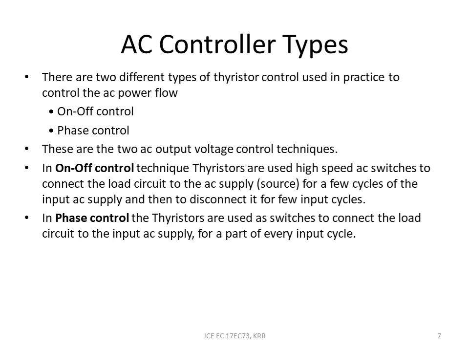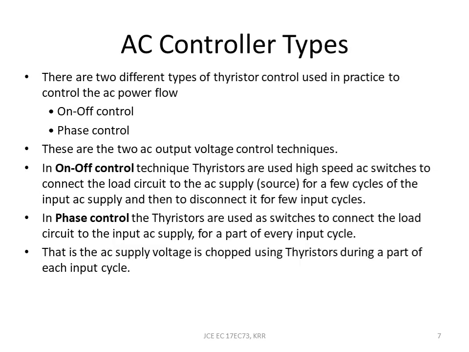In phase control, the thyristors are used as switches to connect the load circuit to the input AC supply for a part of every input cycle. So they are basically going to control the firing angle between 0 to 180 degrees, and in each half cycle the firing angle will play a role in controlling the output voltage. So here it is not on-off; the complete cycle will not go, only a part of the cycle will be going at the output.